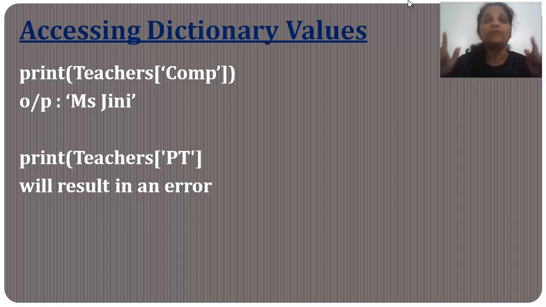Okay. Now what happens? What happens if you write a key that doesn't exist? Now we knew that in the dictionary called teachers, I did not have a key named PT. So what happens if I write print teachers and in square bracket PT? It will raise an error. Is that clear? Because PT does not exist.